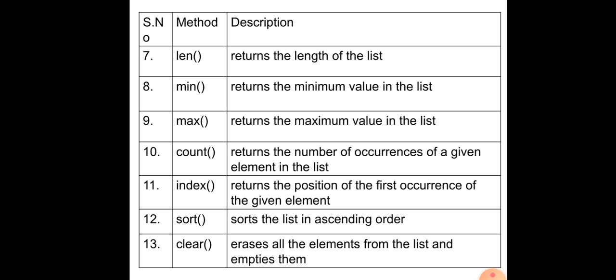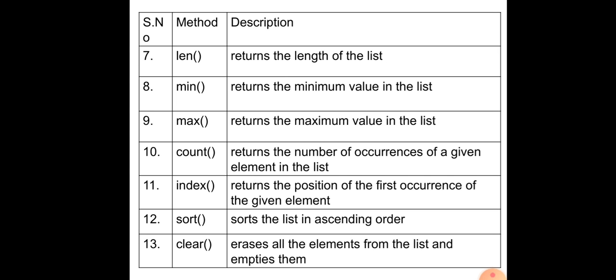And the seventh one is len. This returns the number of elements or items which we store in the list. And the eighth method is min. The min method returns the minimum value in the list. And the ninth method is max. This method returns the maximum value in the list.